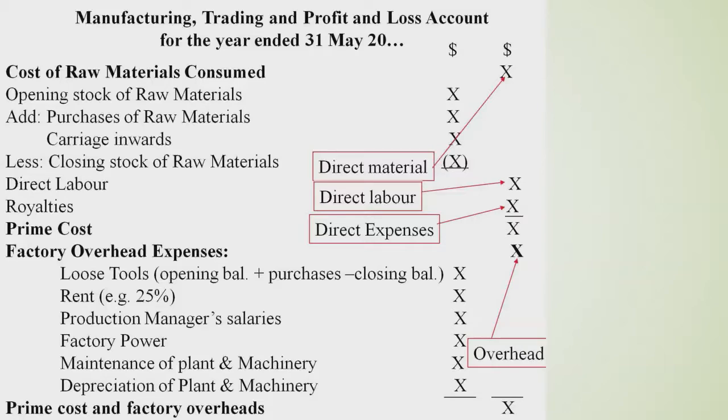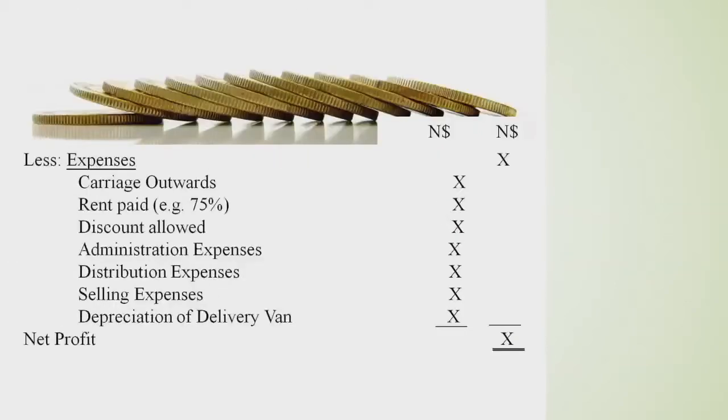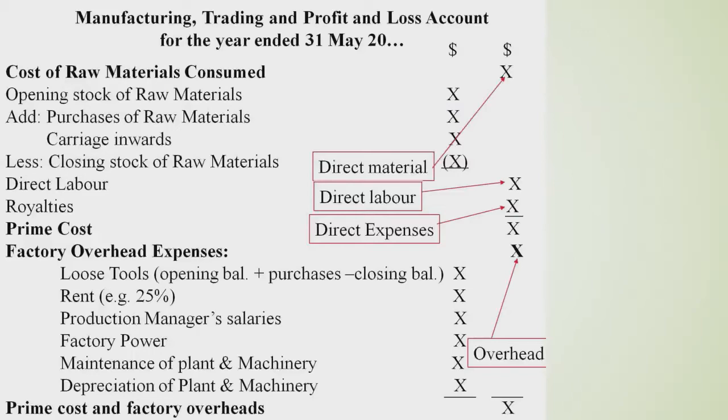Then we have the total overheads, which we are going to add to the prime cost. Then we get our cost of raw material consumed. After that, we subtract expenses. We are talking about carriage outwards, rent paid, discount allowed, administration expenses, distribution expenses, selling expenses, depreciation. Then we get the net profit, or if there is a net loss, we get the net loss. So this is the format for a manufacturing, trading and profit and loss account.